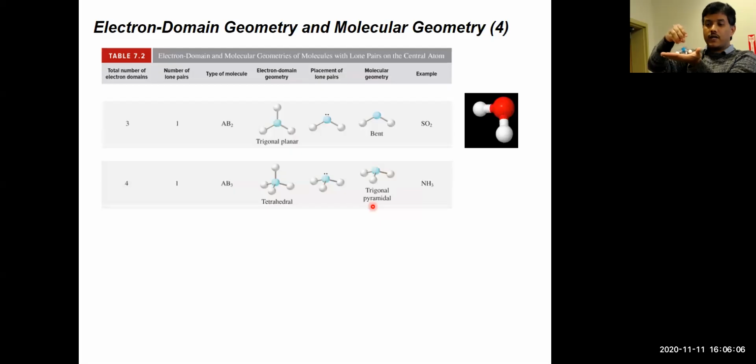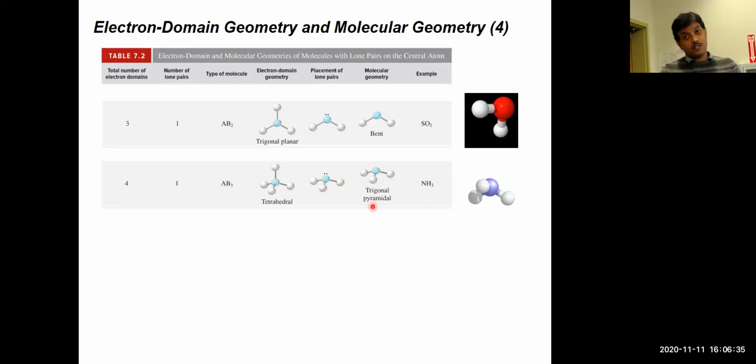Because of this lone pair, these bonds cannot be flat. So these bonds cannot have the maximum 120 separation. It must be less than 120 because the lone pair is pushing those bonds away, because the lone pair has to have its own space too. Otherwise, it's going to hit those single bonds. So an AB3 type molecule that contains one lone pair has a tetrahedral electron geometry, but trigonal pyramidal molecular geometry.